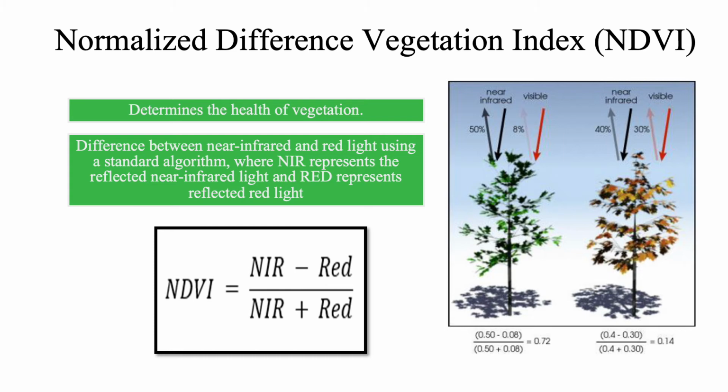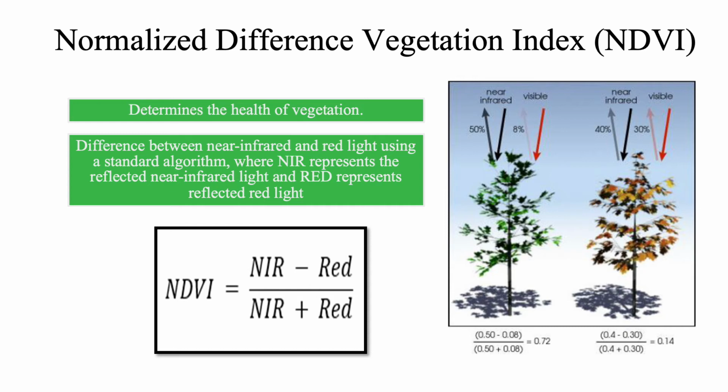Next is the NDVI. What is NDVI? NDVI actually determines the health of vegetation. It is obtained by calculating the difference between near-infrared and red light using a standard algorithm, which is this is the algorithm. NDVI equals NIR minus RED over NIR plus RED, where NIR represents the reflected near-infrared light and RED represents the reflected red light.